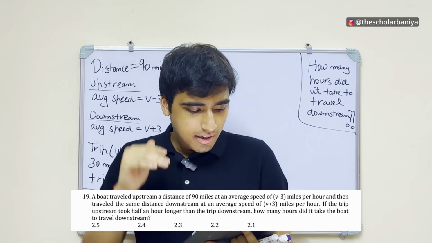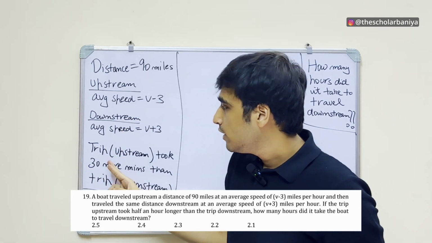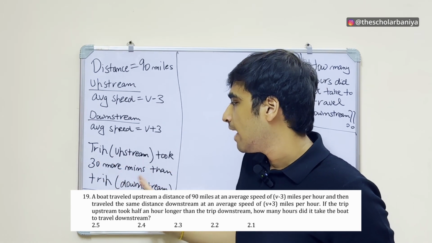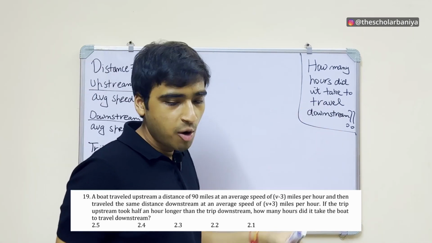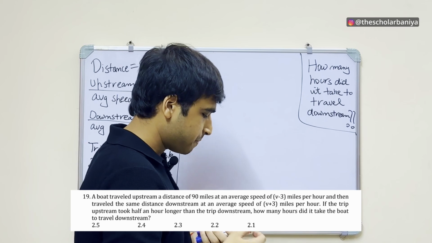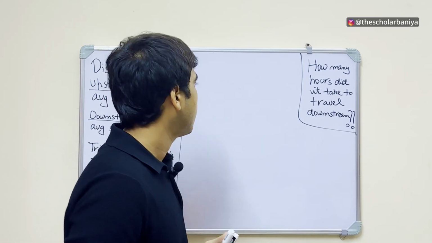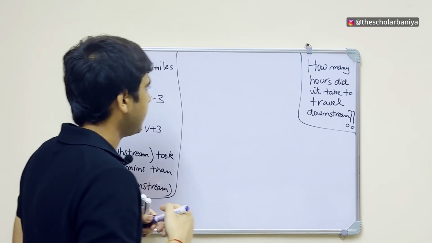If the trip upstream took half an hour longer than the trip downstream, so we know that the upstream trip took 30 more minutes than the downstream trip. We are asked to calculate how many hours it took the boat to travel downstream, right? Before I proceed with the question, I hope you know what upstream and downstream are, but I'll still tell you very briefly.